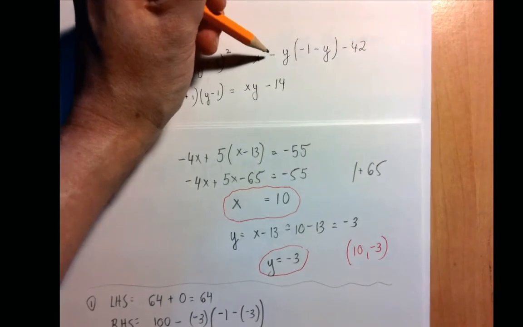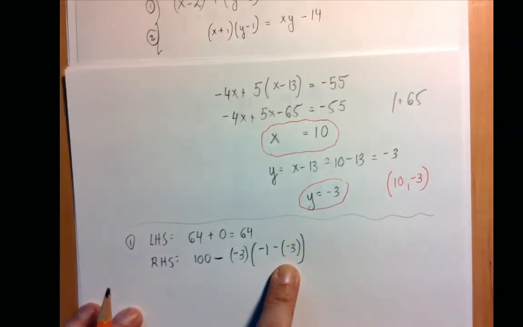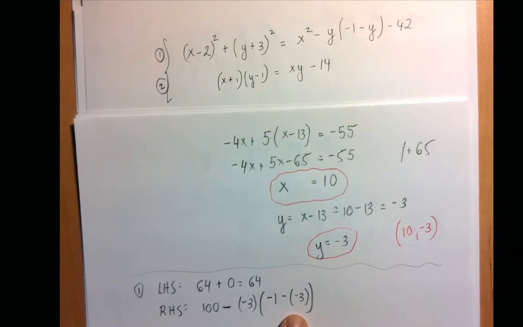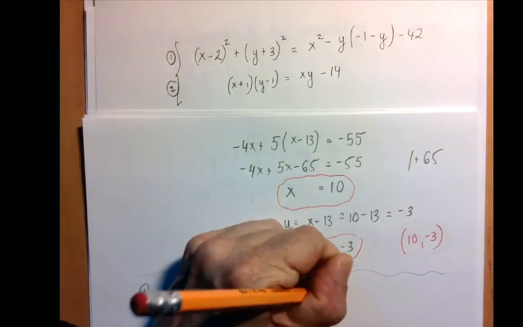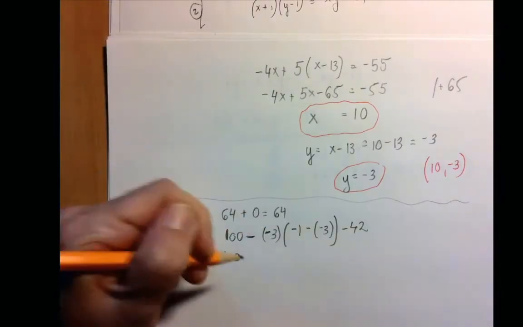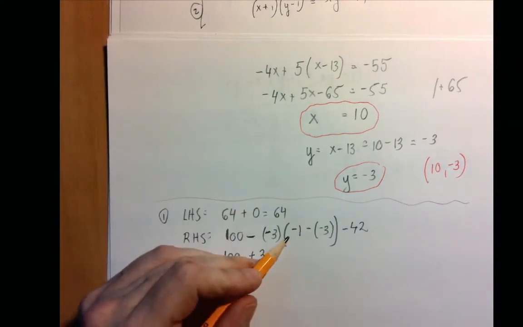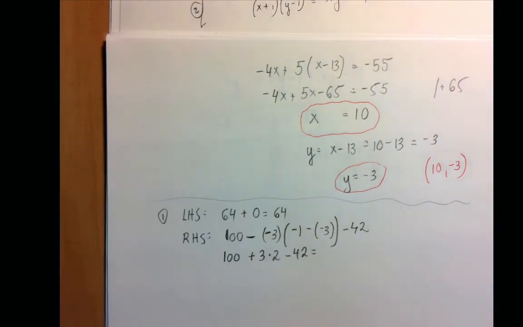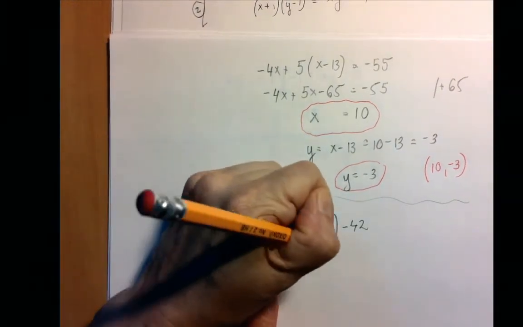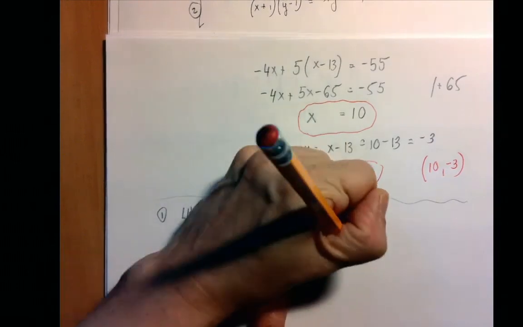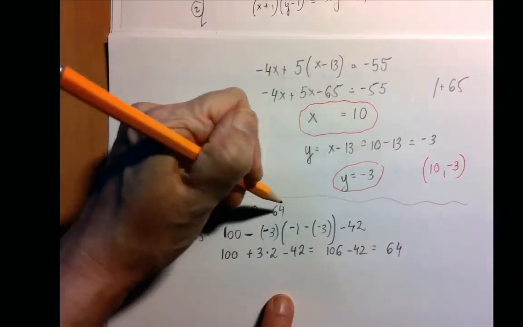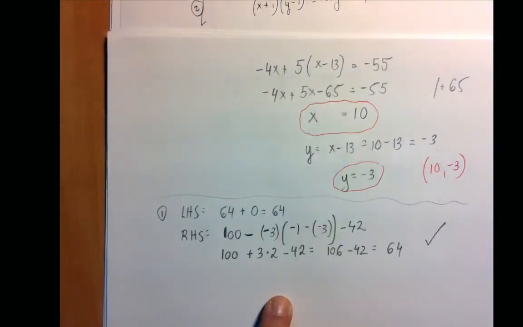So we have minus, that's this minus, y is negative 3, then parenthesis negative 1 minus negative 3, minus 42. These two minuses make a plus, and negative 1, to subtract is to add the opposite. So negative 1 plus 3 is just plus 2. So that's 100 plus 6, that's 106, minus 42, which is 64. That's good news because the other side was 64 as well. So the first equation checks.